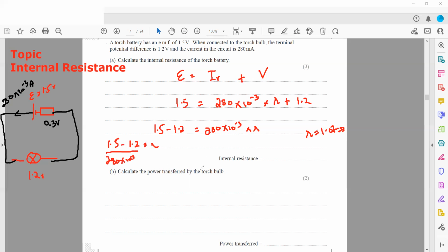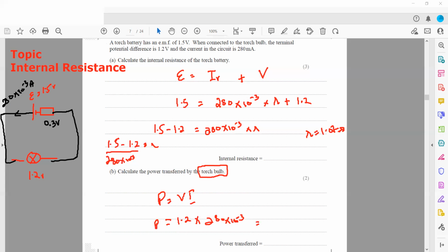Then calculate the power transferred by the torch bulb. So we have to calculate how much power is transferred by the torch bulb. We have the formula P equals VI, so power is the product of voltage and current. The voltage across the torch bulb is 1.2, and the current passing through is 280 milliamps, or 280 into 10 to the power minus 3 ampere.